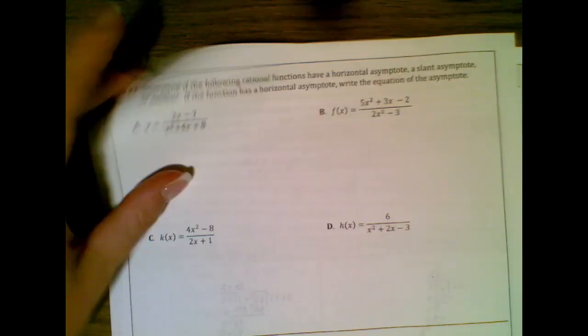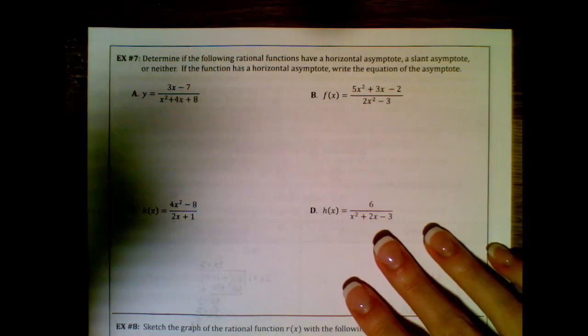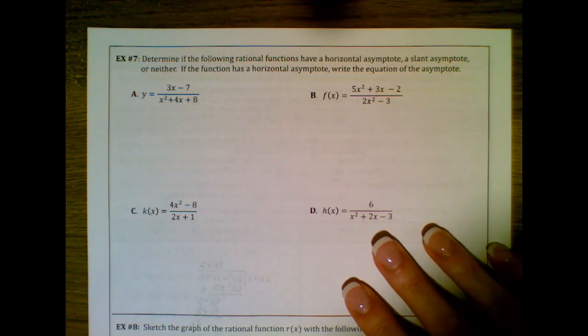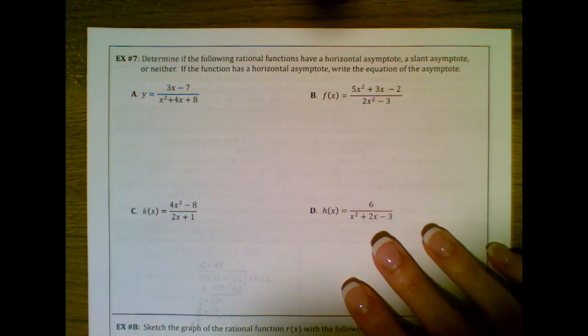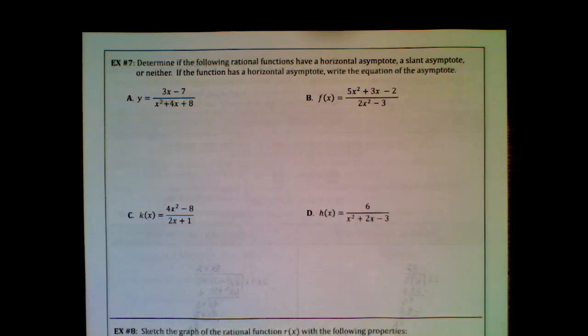Number 7. Here, sorry. We are going to determine if the following rational functions have a horizontal asymptote, a slant asymptote, or neither. And if the function has a horizontal asymptote, I want you to write the equation of that asymptote.